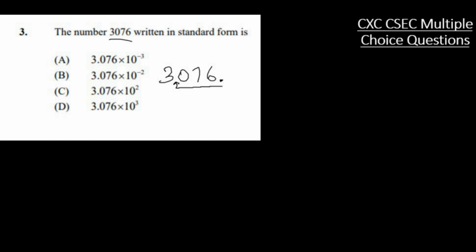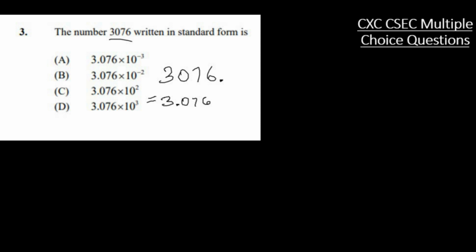So now that number is 3.076. But I cannot put an equal sign here because the original number is 3076, and 3076 is not equal to 3.076. The original number is over 3000. This number here is between 1 and 10. The purpose of writing it between 1 and 10 is to write it in standard form that way.